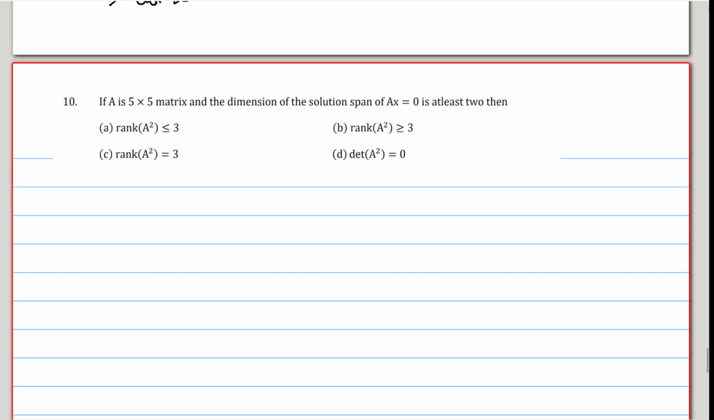See, what I'm saying is that they are saying the solution span is at least 2. It can be 3 also. Yes, 3, then. Okay, 1 minute, guys.